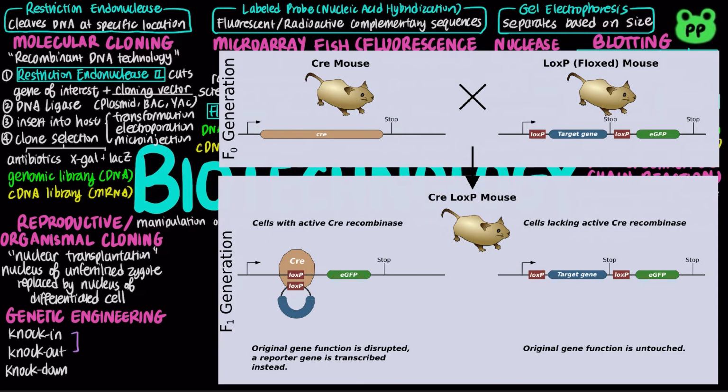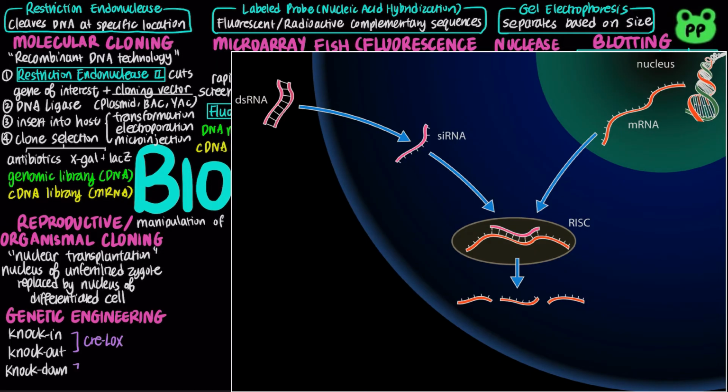The Cre-lox system consists of the Cre recombinase that recombines a pair of short target sequences called the lox sequences, which allow gene knock-in or knockout. RNA interference, or RNAi, involves synthetic double-stranded RNA molecules that match the sequence of a particular gene to break down or block the gene's mRNA, resulting in gene knockdown.